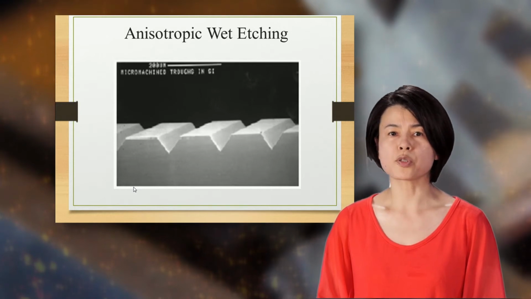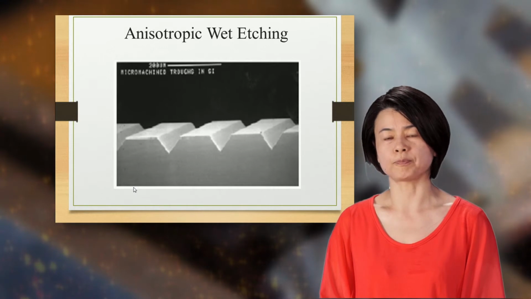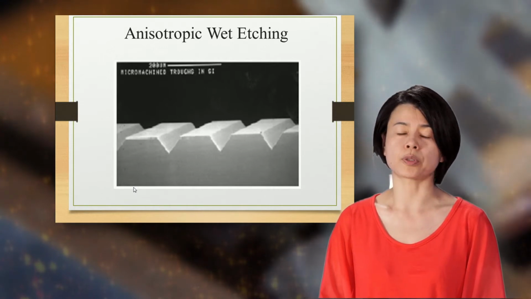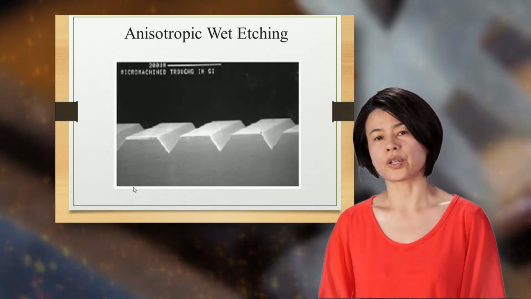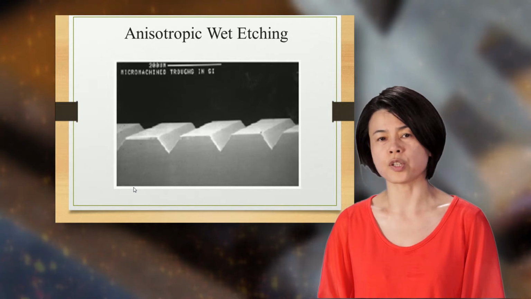This photo demonstrates a silicon wafer after an anisotropic wet etching. The photo was taken by an electron beam microscope. As you may notice, it has a very identical angle in all of the etched channels.